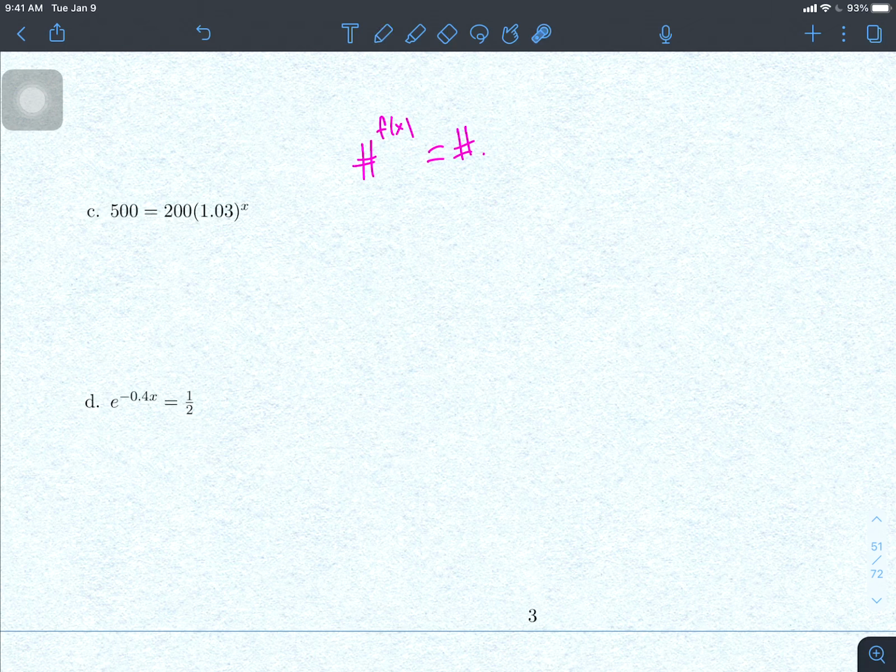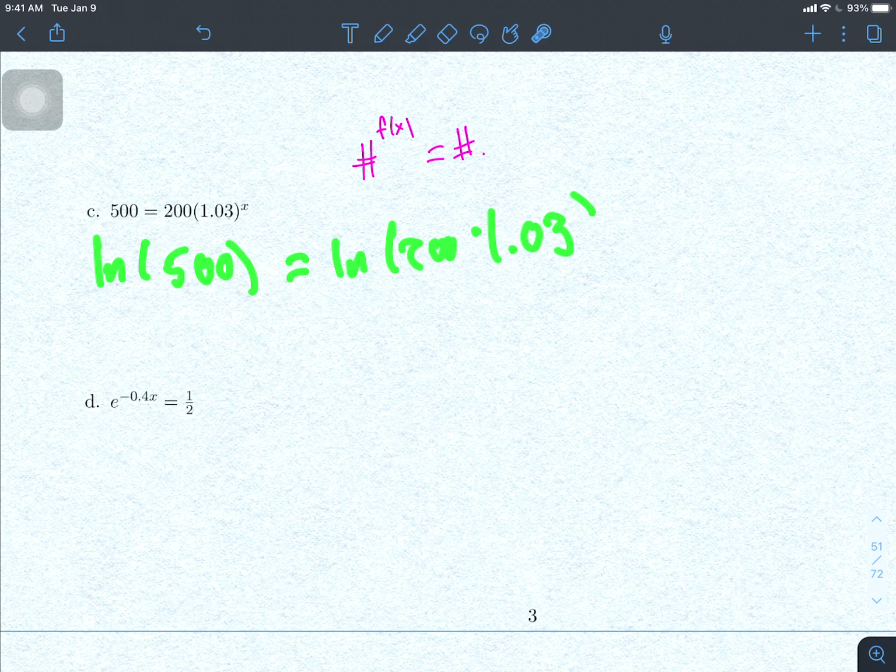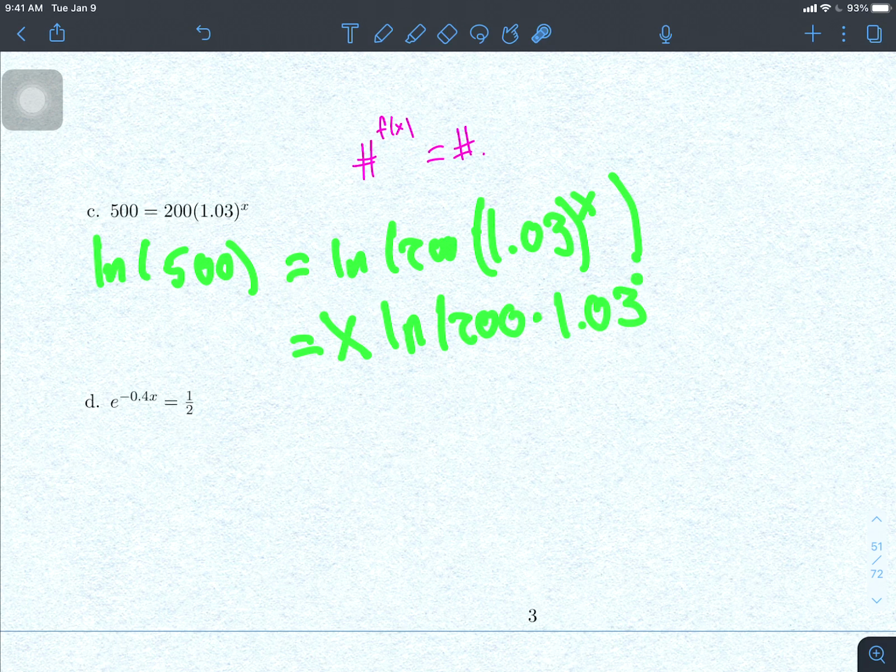If I just go ahead and try to apply ln to both sides here like this, I'll get ln of 500 equals ln of 200 times 1.03 to the x. And on this right-hand side, it would not be correct to then write that this is equal to x times ln of 200 times 1.03. Can anyone tell me why this would not be a correct line of reasoning?